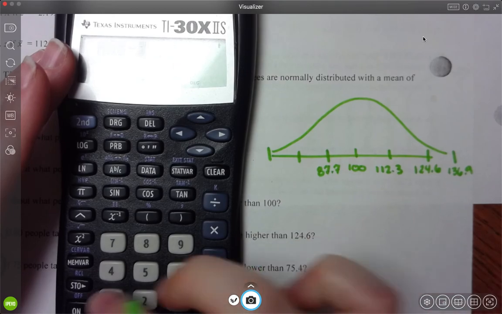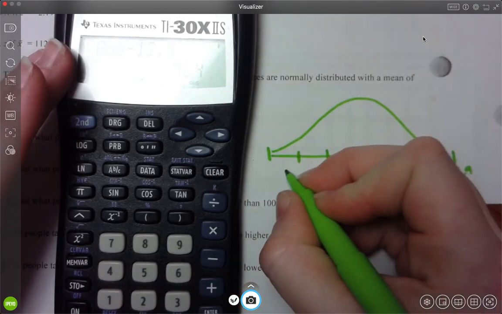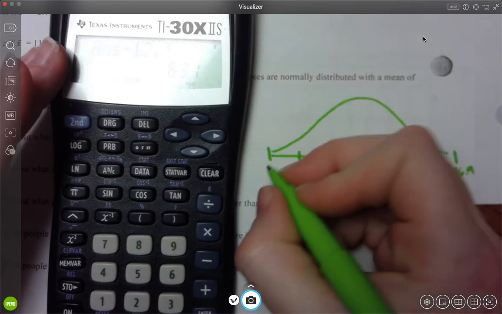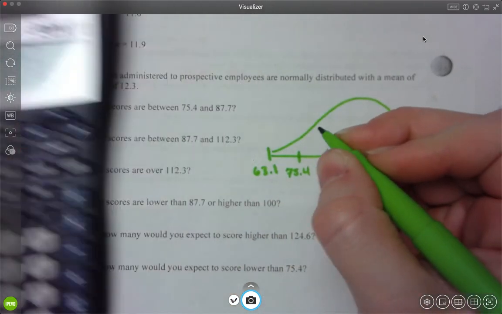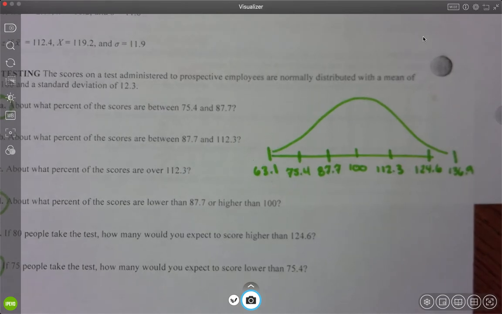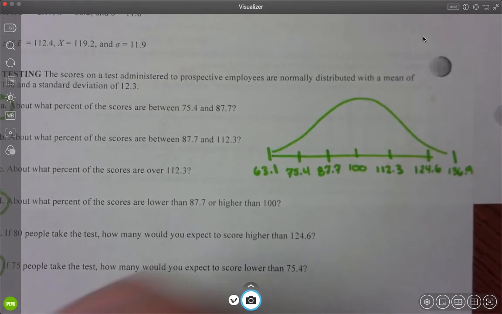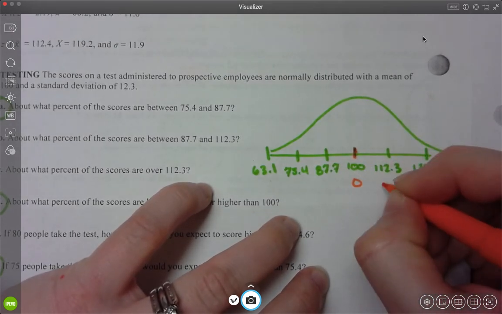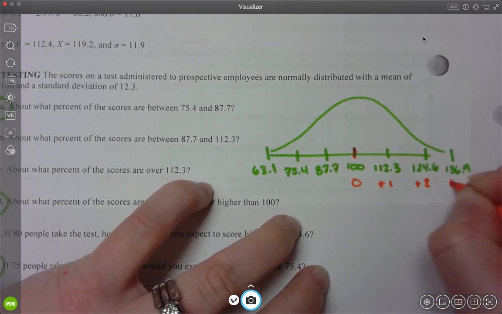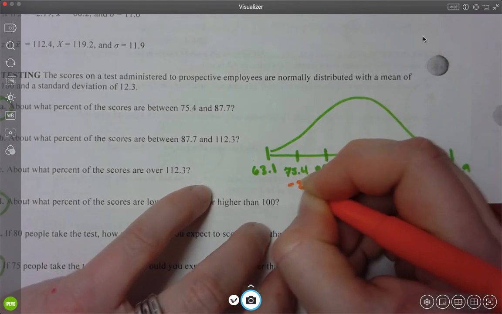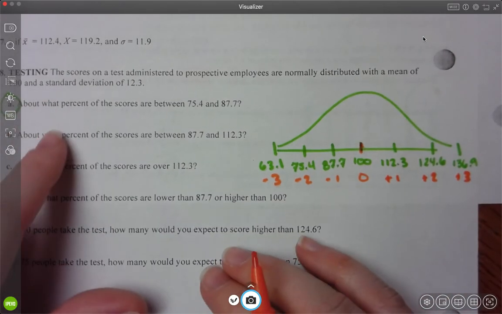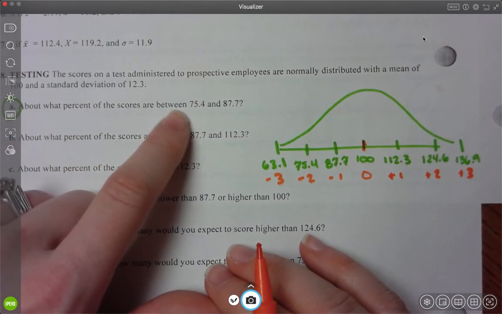87.7 minus another 12.3, 75.4 minus another 12.3, and 63.1. If I'm going too fast, go ahead and pause the video so you can get those all written down. Okay. Here is the middle, that's a 0. This would be adding it once, adding it twice, adding it 3 times, subtracting it once, subtracting twice, subtracting 3 times.